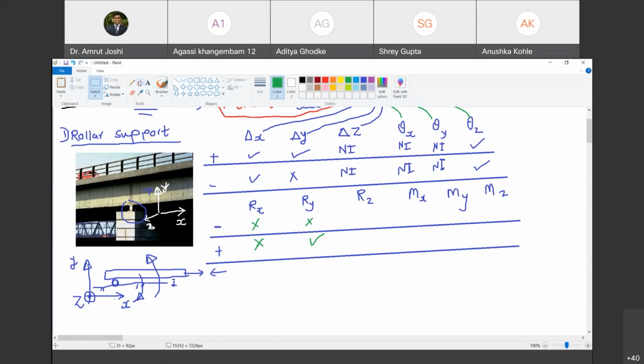So there is no question of moment reaction being offered about the z-axis. Yes, sir. And I'm not interested in any of these quantities. Happy? Yes, sir. So a 2D roller support will be able to offer only one kind of reaction, and that too is a force reaction. Are you with me? Yes, sir. So if I were to show that reaction, it has to be shown in this fashion. Force reaction in positive y direction.